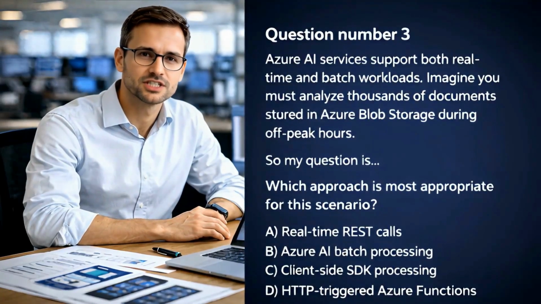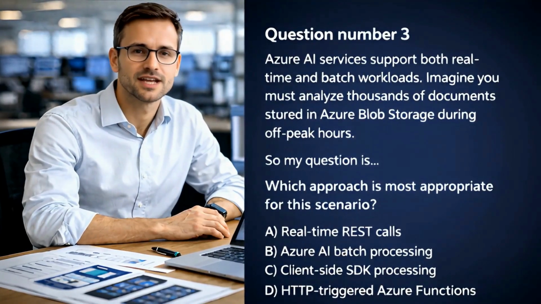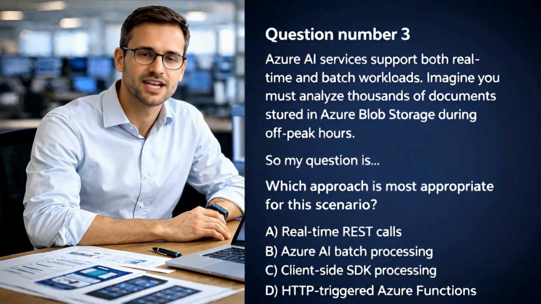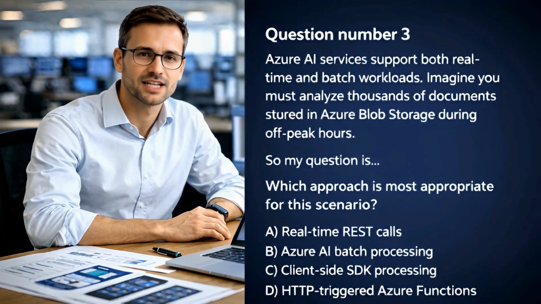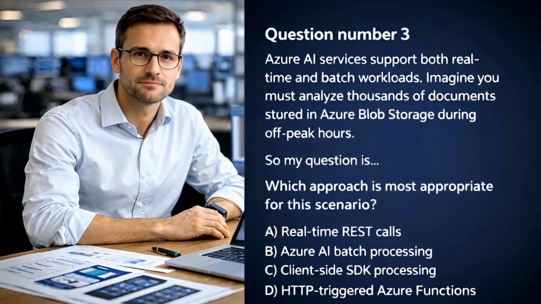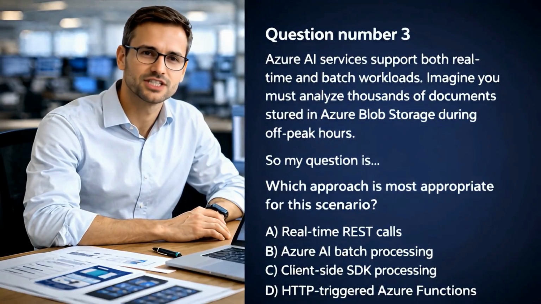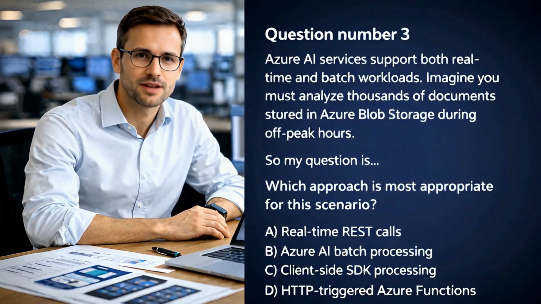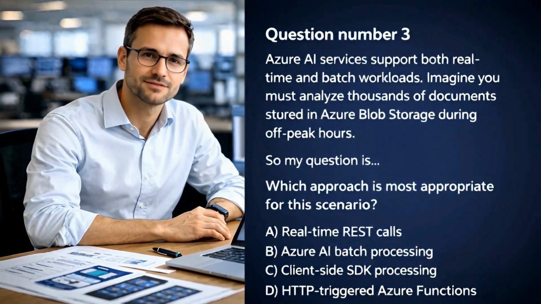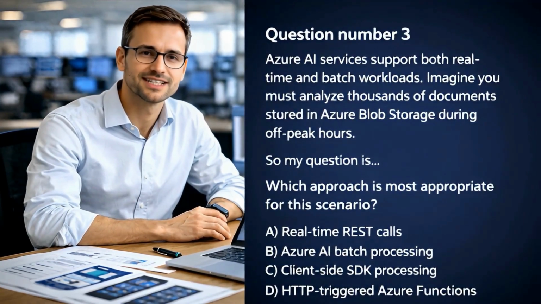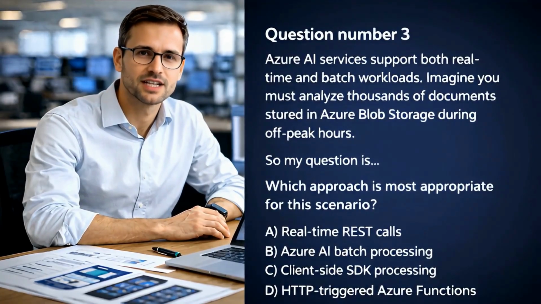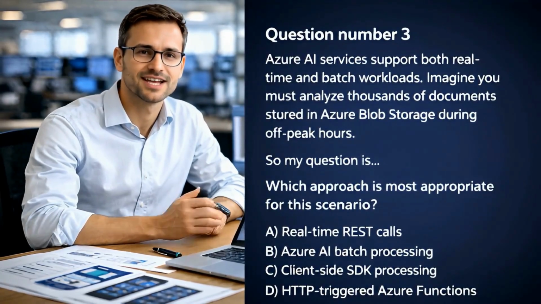Question number 3. Azure AI services support both real-time and batch workloads. Imagine you must analyze thousands of documents stored in Azure Blob Storage during off-peak hours. So my question is, which approach is most appropriate for this scenario? Options are A. Real-time REST calls, B. Azure AI batch processing, C. Client-side SDK processing, D. HTTP-triggered Azure functions.